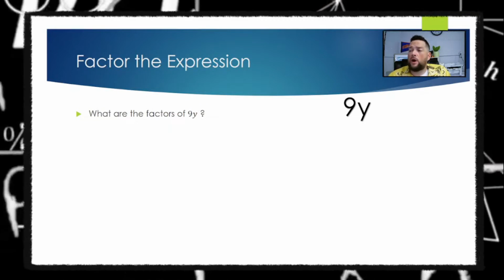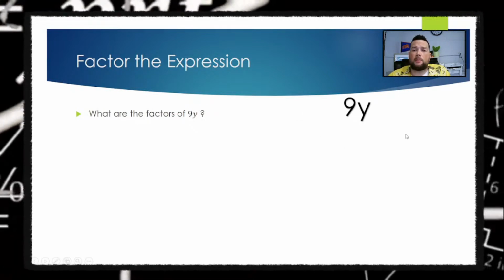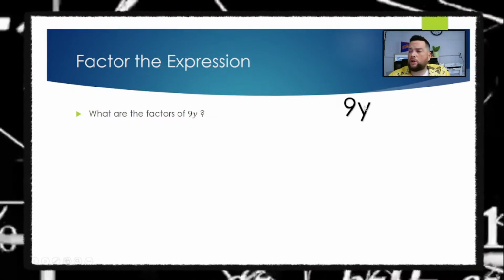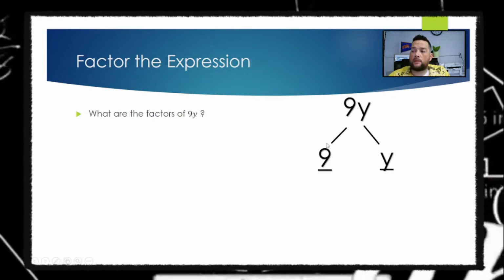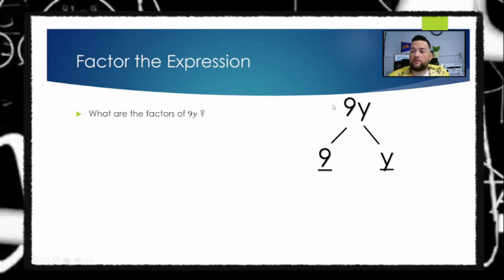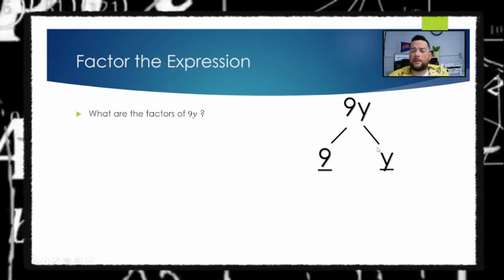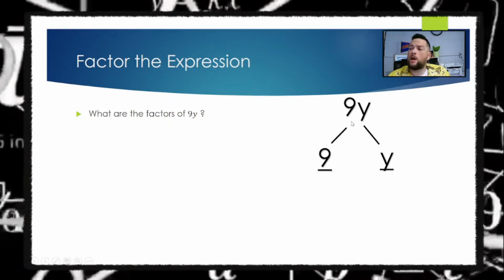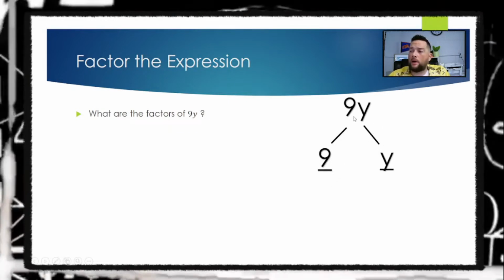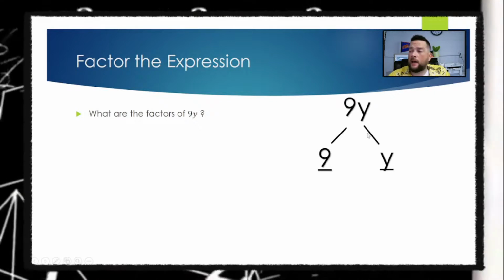All right, so whenever you are factoring a term that has a variable, what I want you to do is split them off, where you've got the number, like these branches of a tree, all right? The tool that I'm using is a modified form of the factor tree, where I've got branches here, so I've got the 9 and I've got the y.